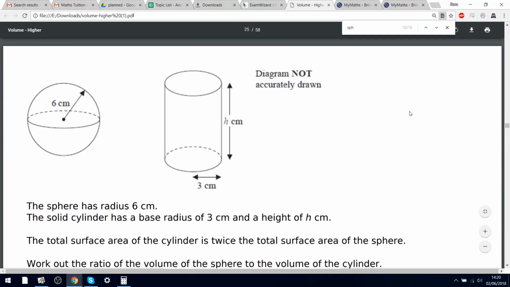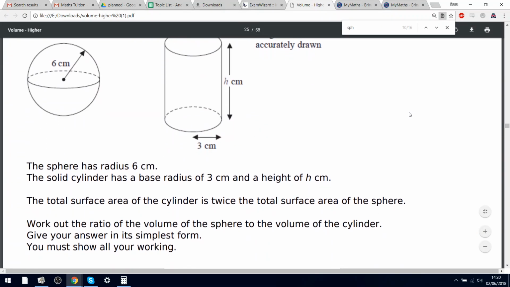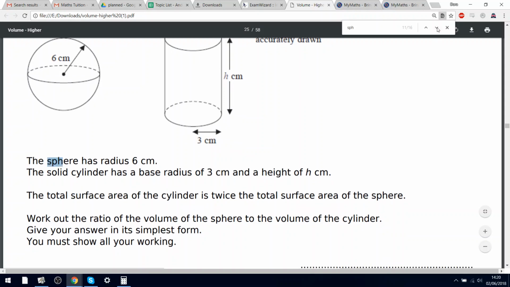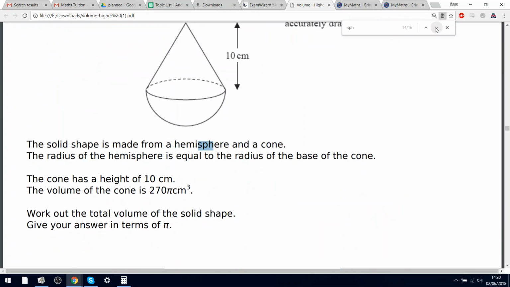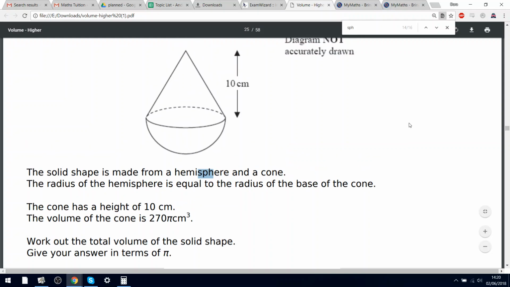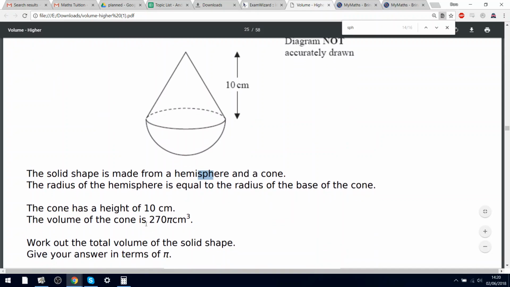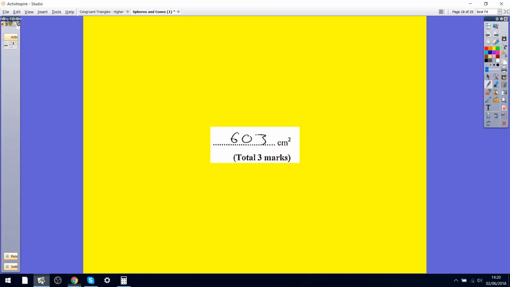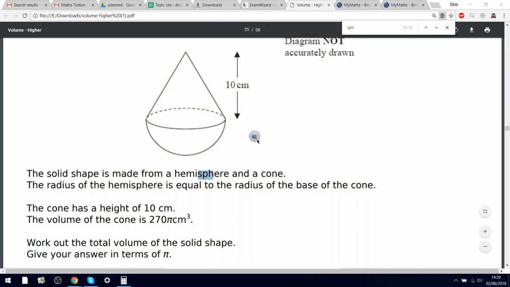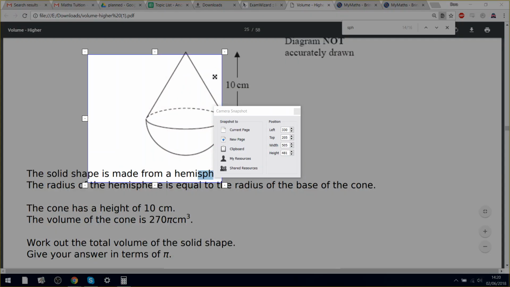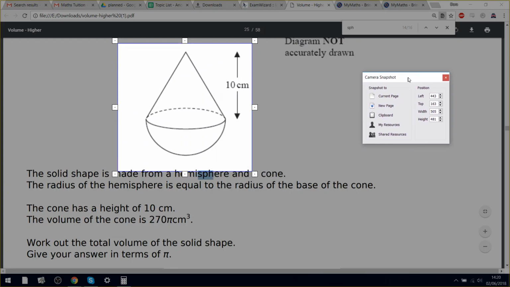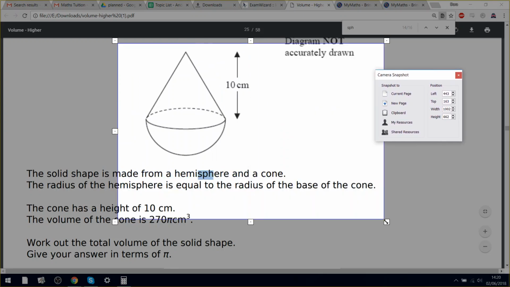Solid cylinder. So that's surface area. The solid is made from a hemisphere and a cone. The cone has a height of that. The volume of this cone. Okay, that's a good one. Try this one. And give your answer in terms of pi. So it could easily be a non-calculator. Okay, any idea about how we go about this one?